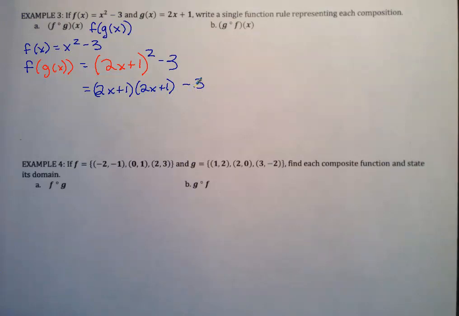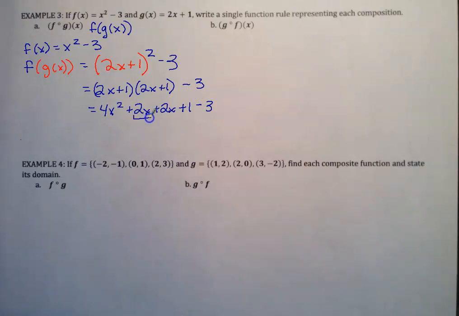Can you just put a square on each one of those? And so 4x squared plus 1. You cannot. It's a binomial, so we have to FOIL. Yeah, so it's 2x times 2x is 4x squared. 2x times 1 is 2x. 1 times 2x is 2x, and 1 times 1 is 1, and then minus 3.